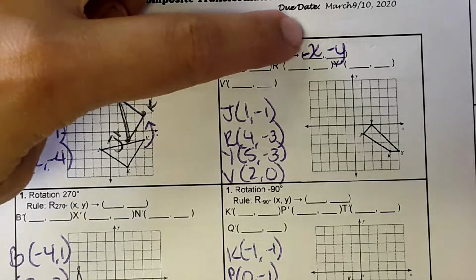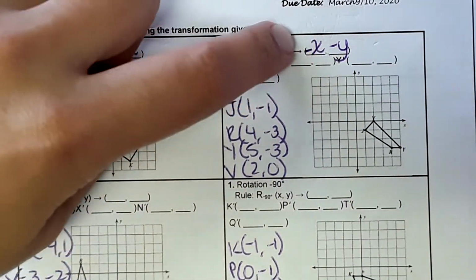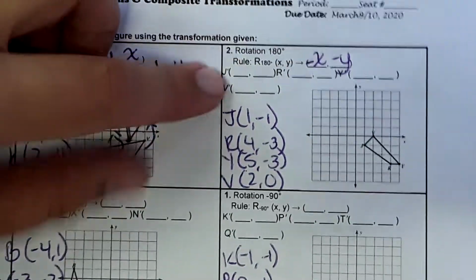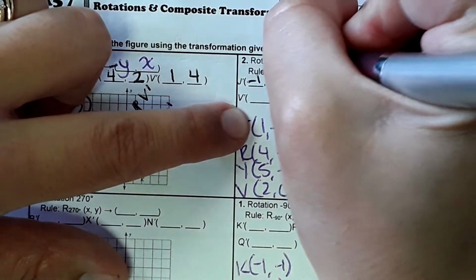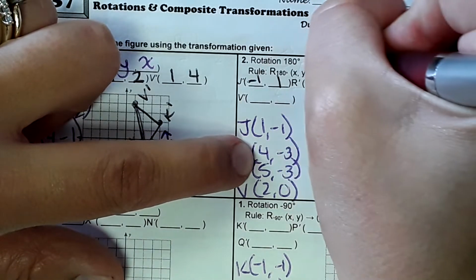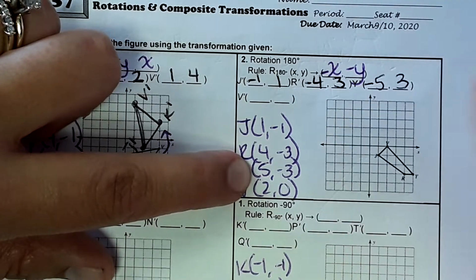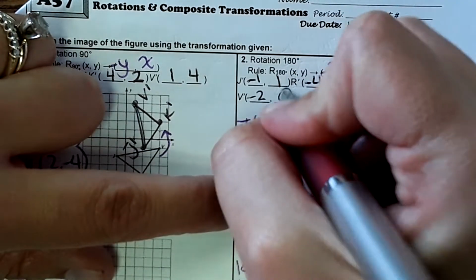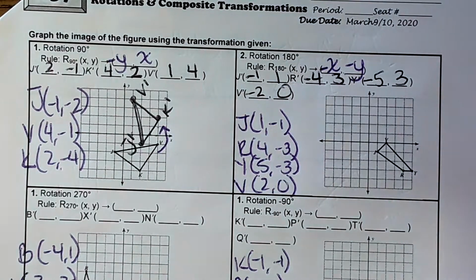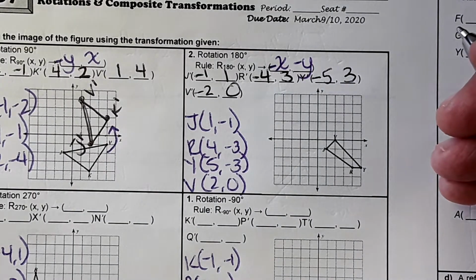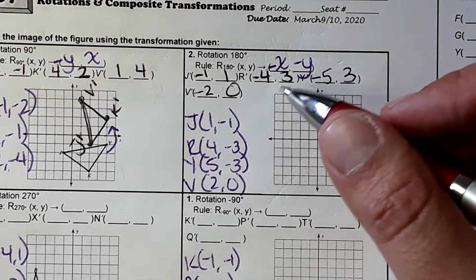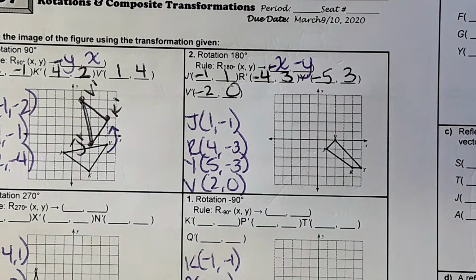Okay, so we wrote down the rule, we have our points written down, now we just need to transform them based on the rule. So we get (negative 1, 1), (negative 4, 3). As you can see, I'm just changing it to the opposite sign. And 0 just stays 0. It doesn't go negative. No such thing as negative 0. And then once we have these new points, we can graph them.